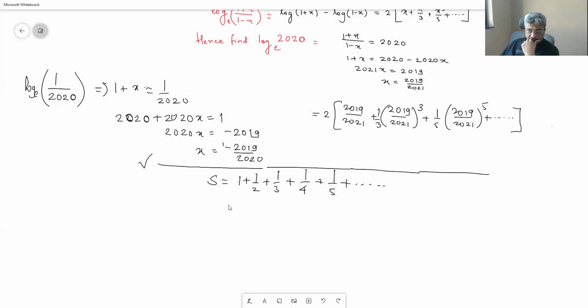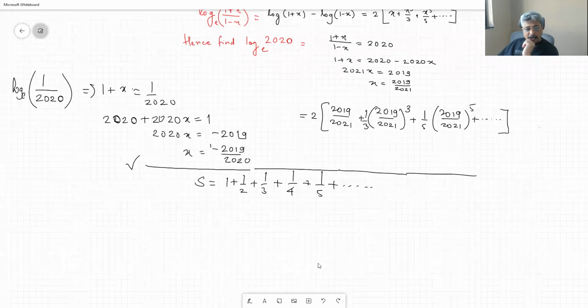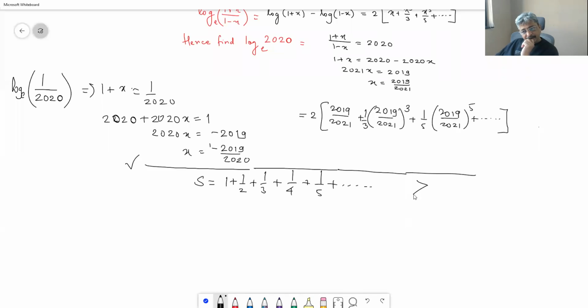And if we can show that some other number, say k, which is smaller than S, itself tends to plus infinity, then of course S will tend to infinity. So are we able to estimate a smaller number than S which tends to infinity? Yes, we can do that by doing this.